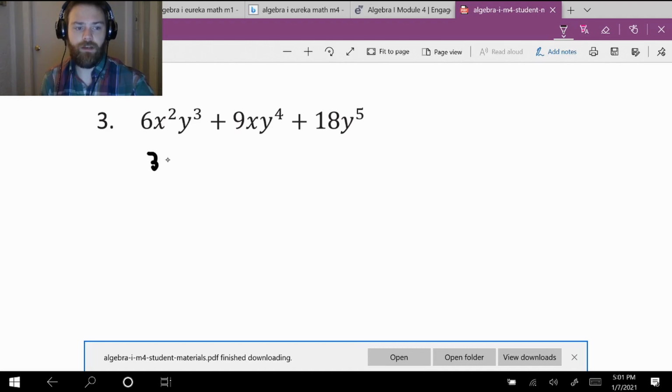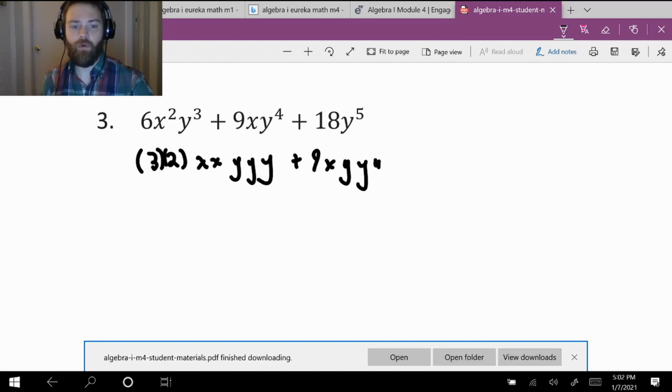So I'm going to split these up. I've got 3 times 2, and I'm not saying you have to do this for every single one. If you see the GCF, that's good. But if you don't, this may be helpful to you. So 3 times 2 is there, and then I've got 2 x's and 3 y's for that first term. That's what this is equal to. And then plus 9x and then 4 y's. Now it's important to note, so this is something you probably should put in your notes. If you see a 4 beside a y, that means you have to write out the y 4 times, okay?